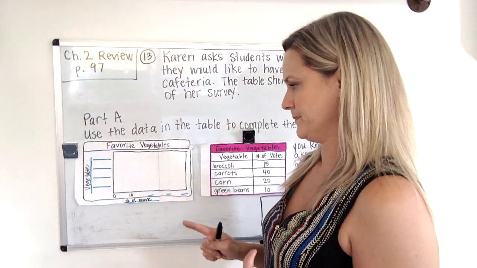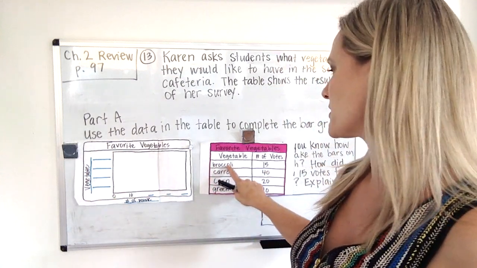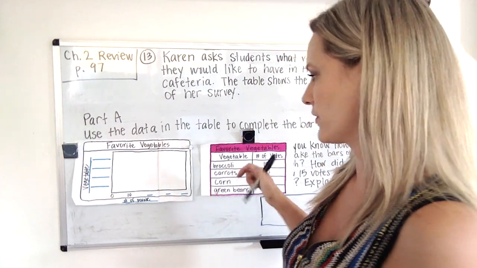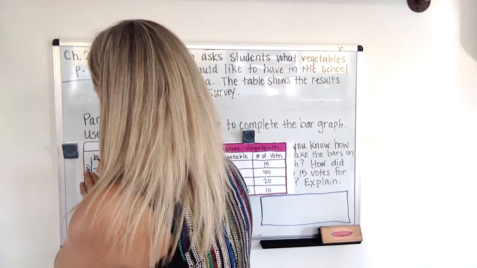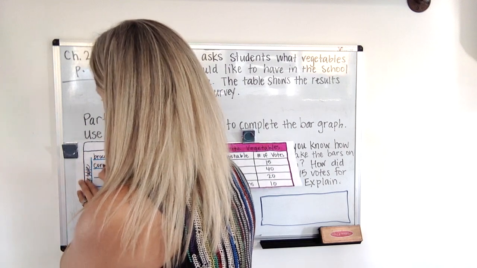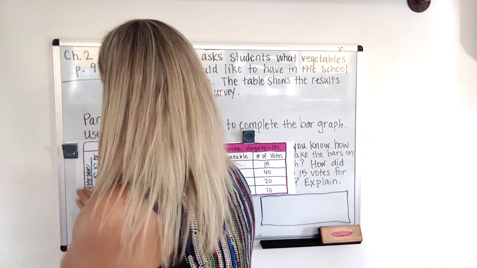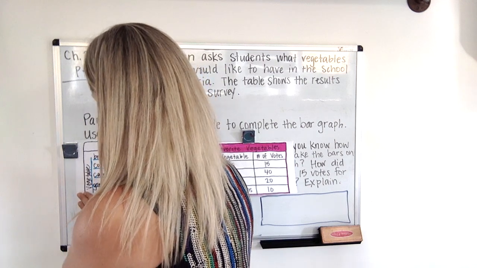Okay, now there are some more blank spots here. So it says vegetable, so I'm just going to copy broccoli, carrots, corn, and green beans. You do it too. Ready? Broccoli, corn, carrots, green beans.